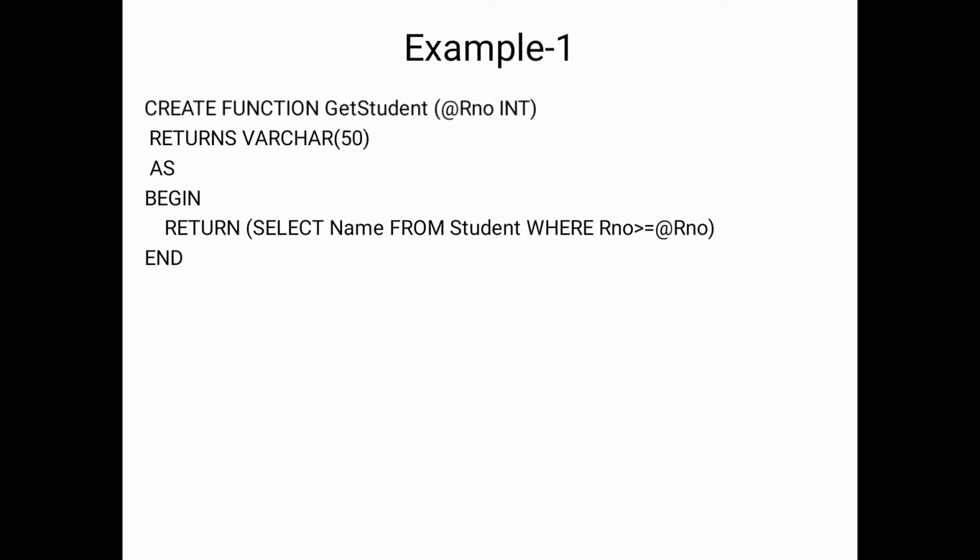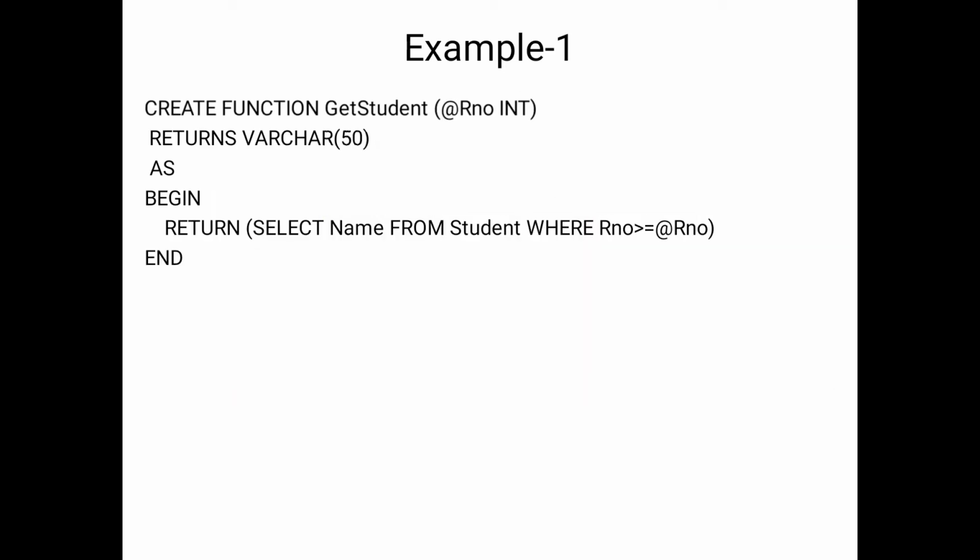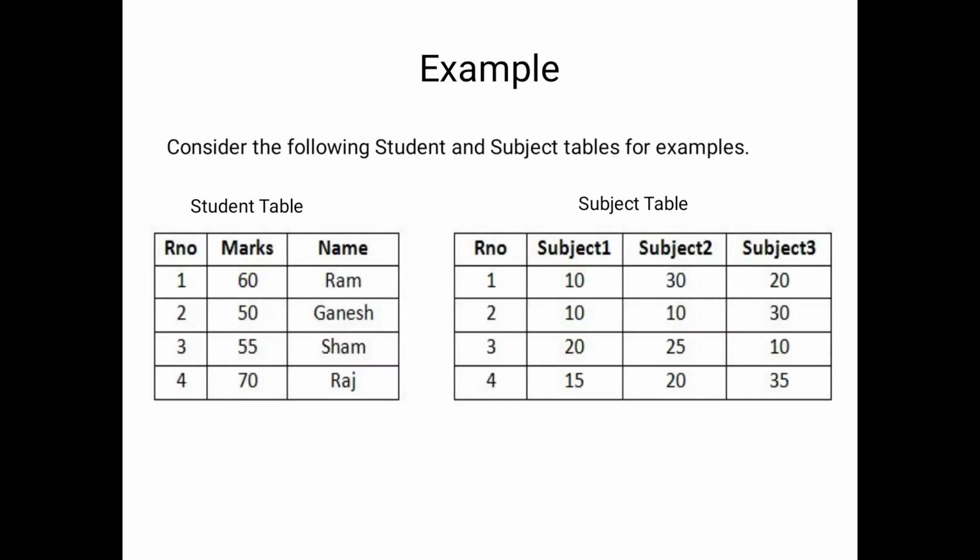Please observe the statement here: select name from student. Here we will retrieve the names of the students. We already know what names are available in the student table. Please observe the example here. In the student table we have the names Ram, Ganesh, Sham, Raz. Now we will run this query. Here it selects a name from student, where the roll number, and the roll numbers are also already available in the table. The roll numbers are 1, 2, 3, 4.